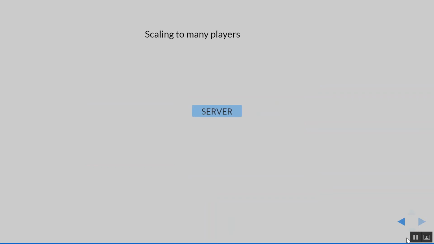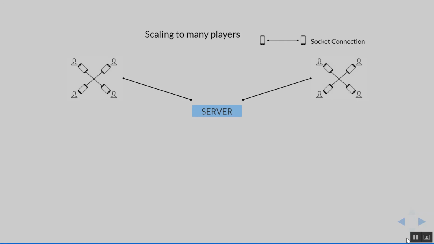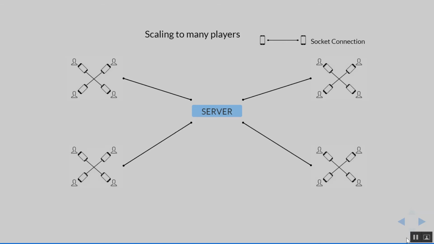Now let's talk about how we can scale such a system from one user or two users to multiple users playing at the same time. We utilize a socket connection implemented in WebSockets to handle the connections between each player. So here we have four players playing at the same time using WebSockets, four players in a lobby playing with each other, and then we have another lobby and another lobby.